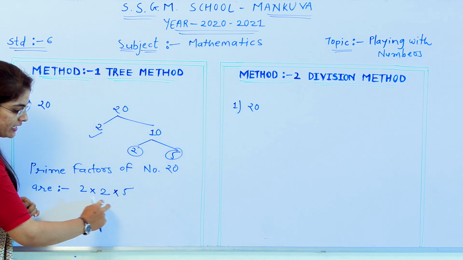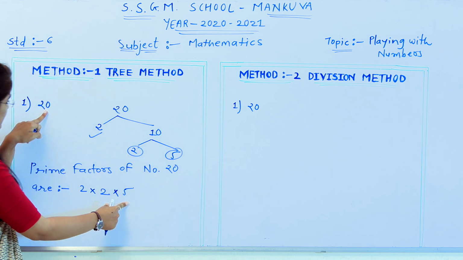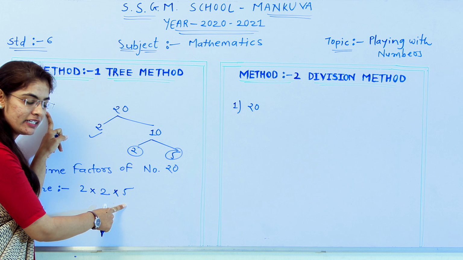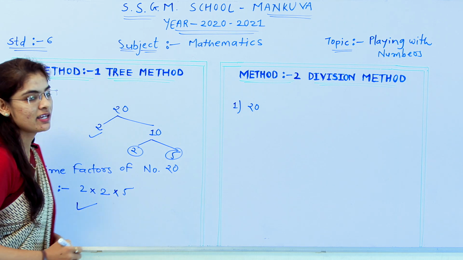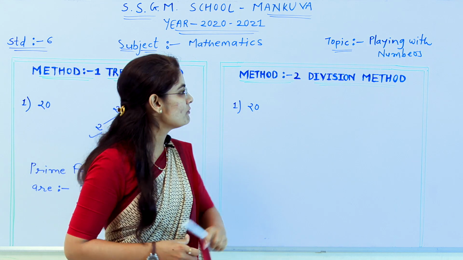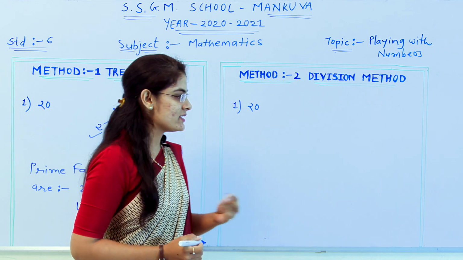2 2s are 4 and 4 5s are 20. Yes, we got the number 20. So the sum is correct, right? Okay, now come to the next method, division method.